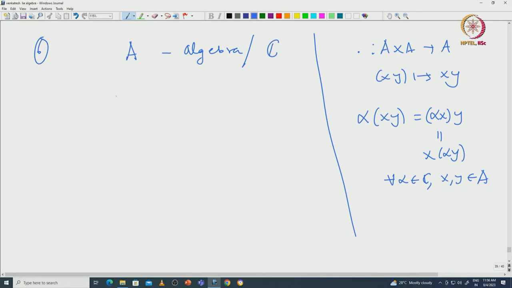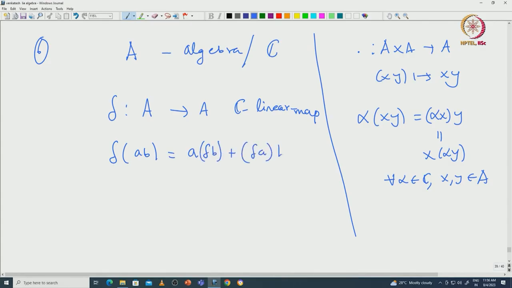So, what is a derivation? A derivation on A is a C linear map that satisfies the Leibniz rule. If you take the product, delta of AB equals A delta B plus delta A B. This is the usual rule that you see in calculus, but here we are writing it for any algebra capital A. So, a derivation delta is a C linear map satisfying this. This I defined already; I am just trying to recall.